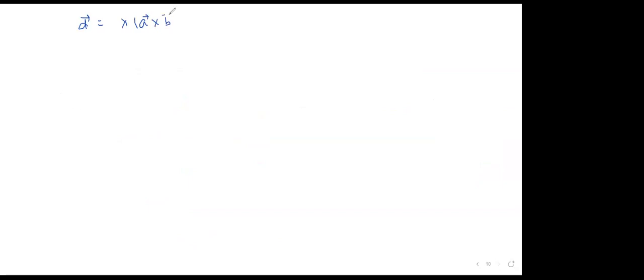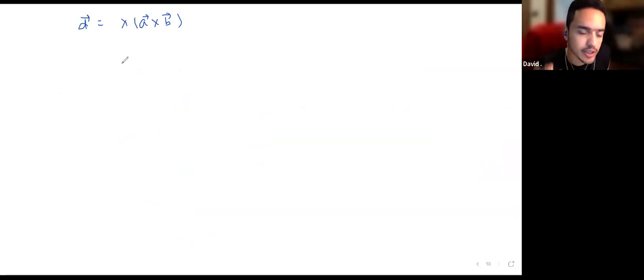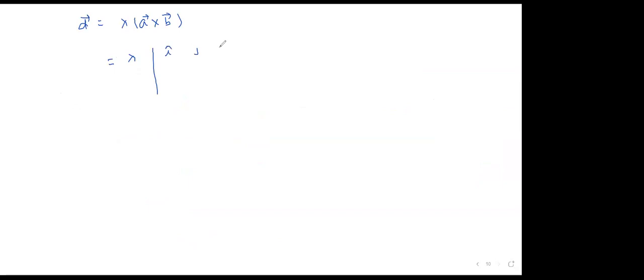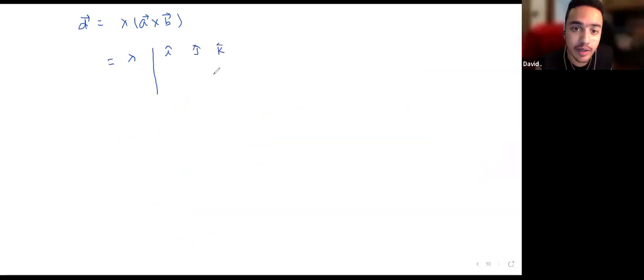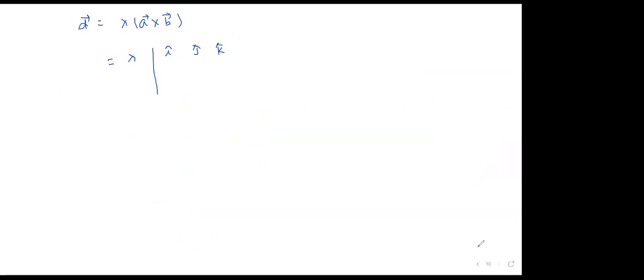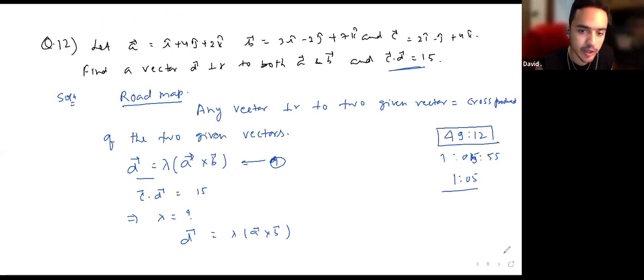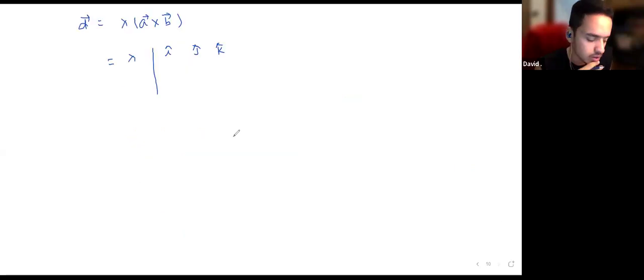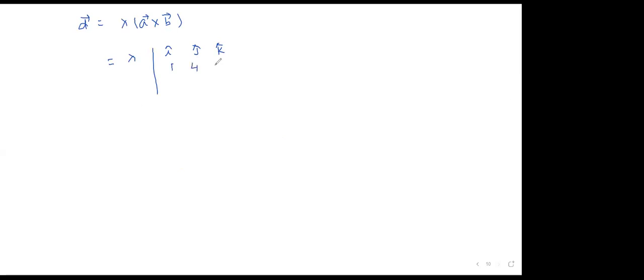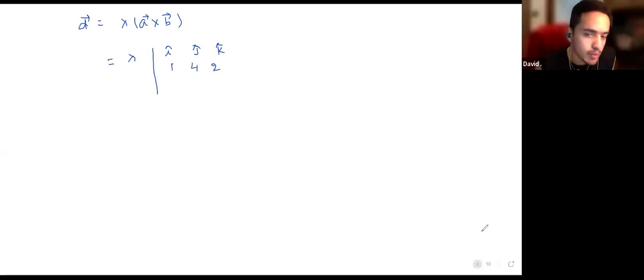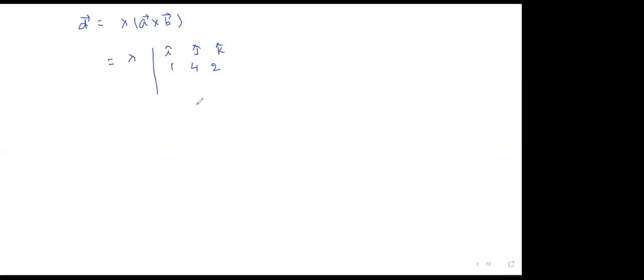Can you tell me how we find the cross product of two vectors? You take I cap, J cap, K cap, then you have 1, 4, 2, and then 3, minus 2, 7. Then you do the cross product of it. Over here, I kept getting mistakes, so I kept on redoing it. Every time it felt like it's wrong. 1, 4, 2 and 3, minus 2, 7.